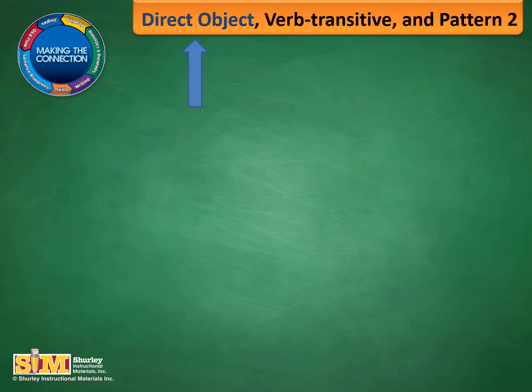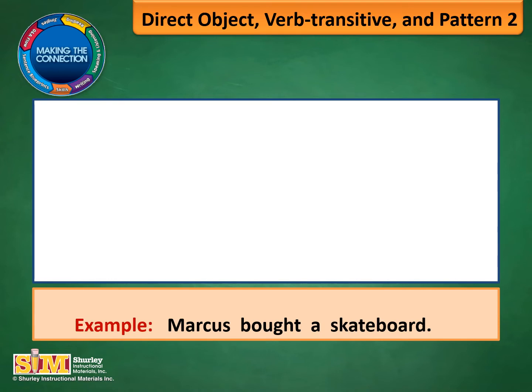After jingle time, students will learn the important information they need to know about a direct object, a transitive verb, and a Pattern 2 sentence. I'll go through the lesson to show you how to teach your students to label and classify a Pattern 2 sentence using the question and answer flow. Take a look at the example sentence below. It says, Marcus bought a skateboard.